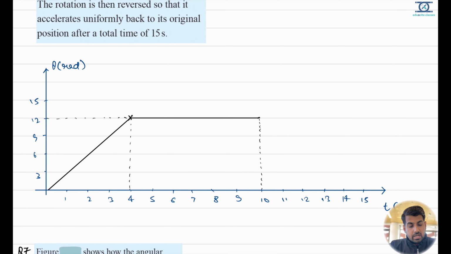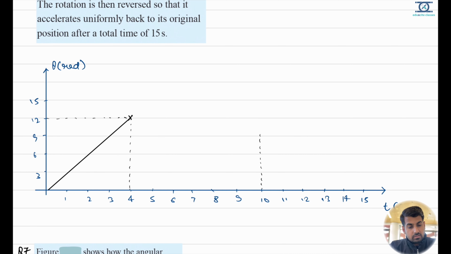Okay, and in the next 5 seconds, up to a total of 15, it uniformly accelerates in the reverse direction. So it means that it comes back, but this time it will be a curved line. Sorry, not like this. This will be a curved line, because it is uniformly accelerating, yeah, like this. So it will not be a linear line, it will be a curved line like this.